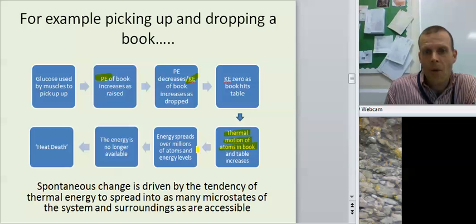And that thermal motion gradually gets spread out over all these many millions of microstates across all these different atoms, and suddenly it's no longer available to me. Right, that energy is gone, and the term for that is heat death. So my energy there has just been dissipated and lost. I can't get it back. It's impossible to get back because it's gone across all these microstates.